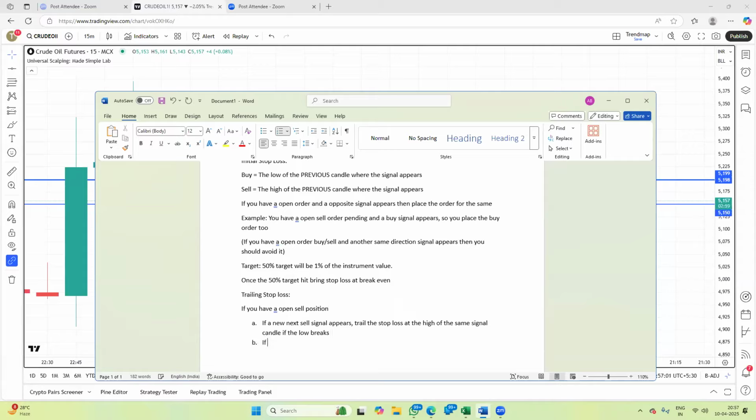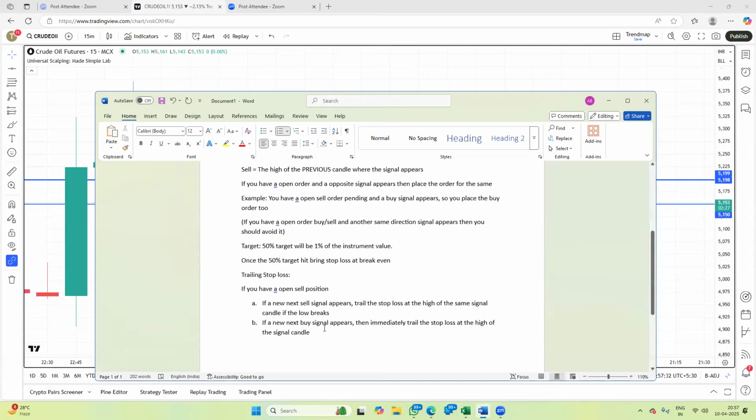Now B, if a new next buy signal appears, then immediately trail the stop loss at the high of the signal candle. This is very, very important.